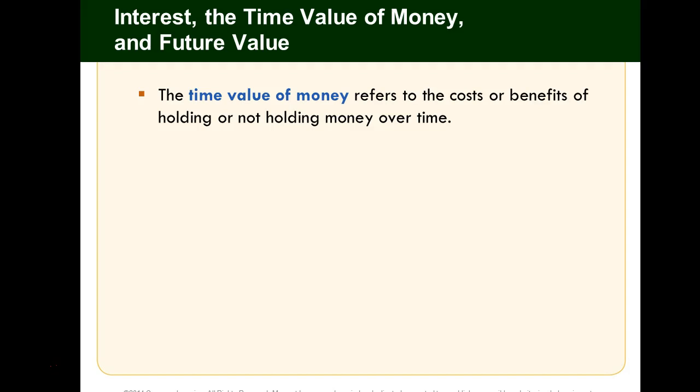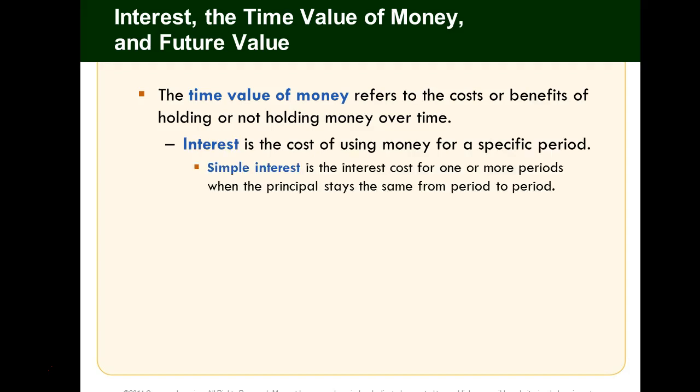Because generally speaking, prices go up. So if prices go up in cost, then today's value of that dollar is going to be greater than what it's going to be down the road, just due to inflation. Interest is the cost of using money for a specific period.